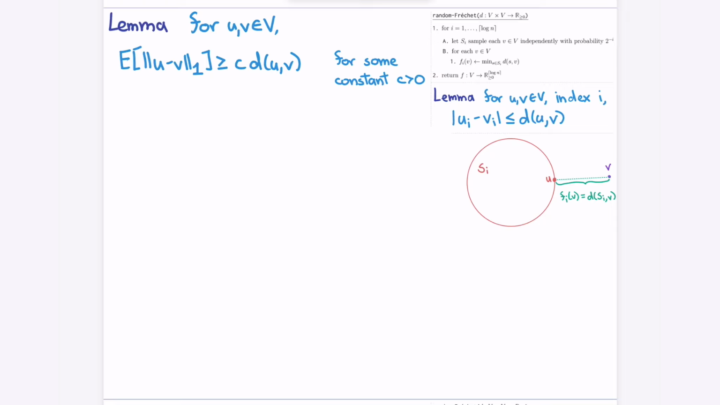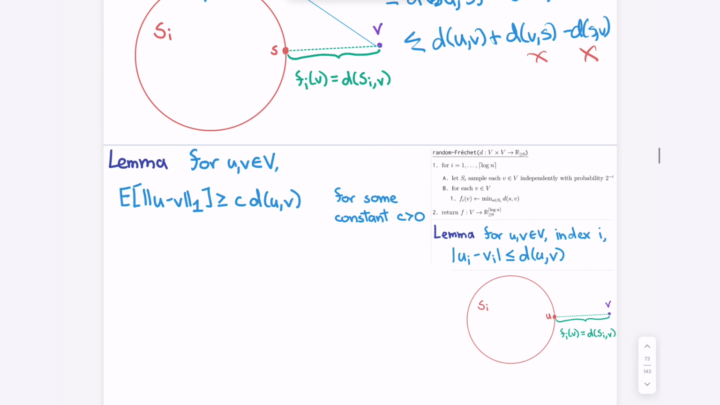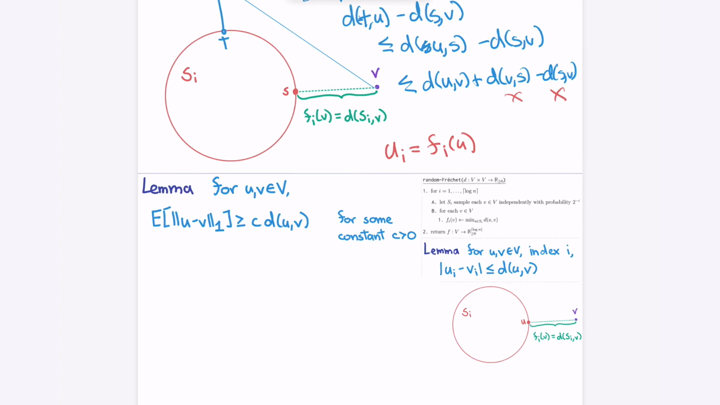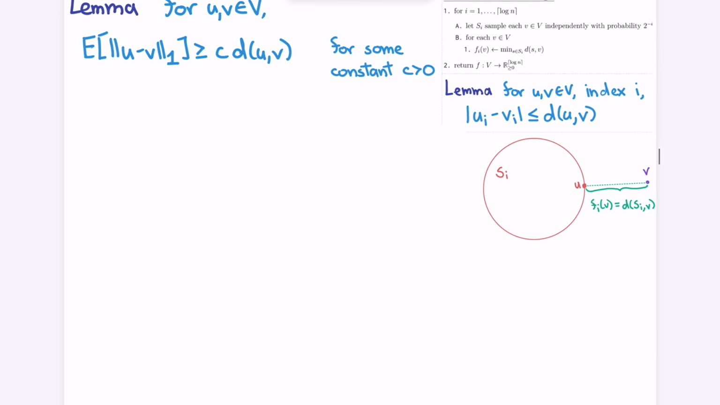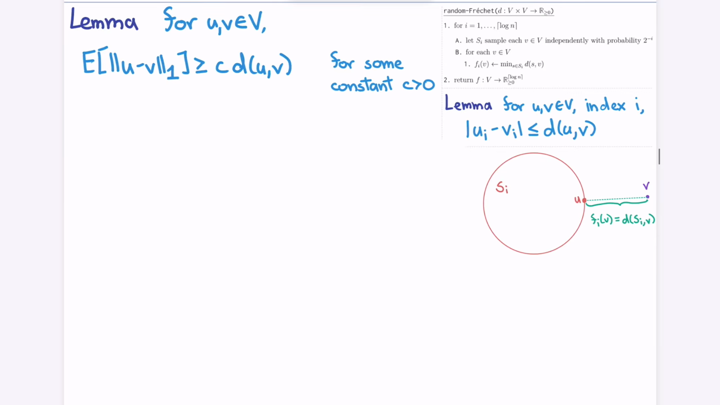Where is UI? Yeah, UI was referring to the ith coordinate of the embedding. This was a shorthand I mentioned earlier. So UI is just a shorthand for f_i(U). Same with VI. Okay, so this is the opposite direction. Each coordinate will not expand, so it can expand by at most log n. Now let's go in the opposite direction.